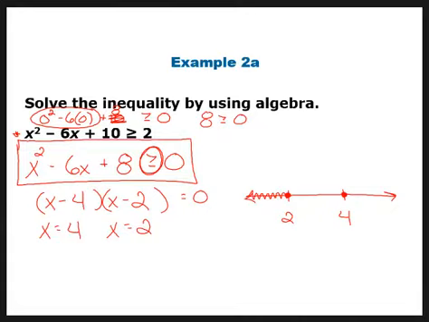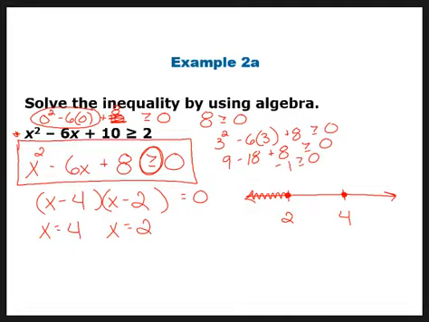Now, the middle one here, this one probably shouldn't work, but we're going to check anyway, so we're going to fill 3 in. 3 squared minus 6 times 3 plus 8 is greater than or equal to 0. So 9 minus 18 plus 8 is greater than or equal to 0. Well, 9 minus 18 is negative 9, plus 8 is negative 1, greater than or equal to 0. Well, that is not correct, so we're not going to shade between the 2 and the 4.